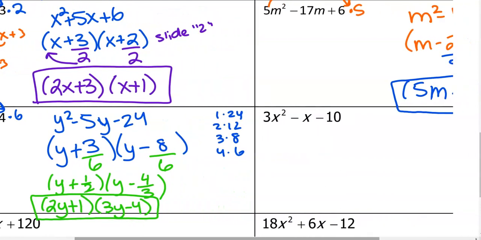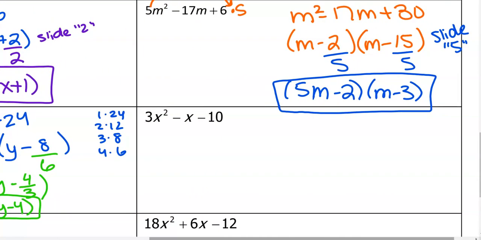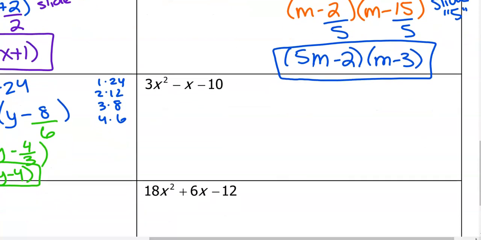Okay. Can we try another one on our own? Yes. Can we try 3x squared minus x minus 10? Okay. You try that one. Stratton. What should we do first? Make sure nothing. There you go. Make sure you can't divide anything out, and we can't. So now what do we do? Split the 3. So what do I have?